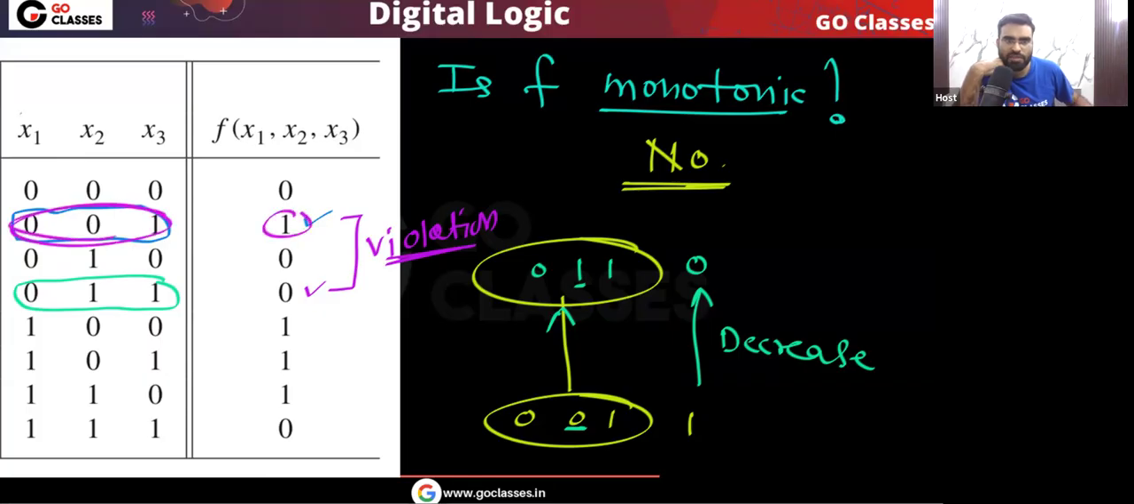See, very simple. Look at this. For this combination, function value is 1. If I change a single variable from 0 to 1, other variables I am not changing. Notice, other variables I am not changing. I am changing a single variable from 0 to 1, but the function value is decreasing. So that is the violation. So this is not monotonic. Is this clear? Please tell me. So that's it. Okay.